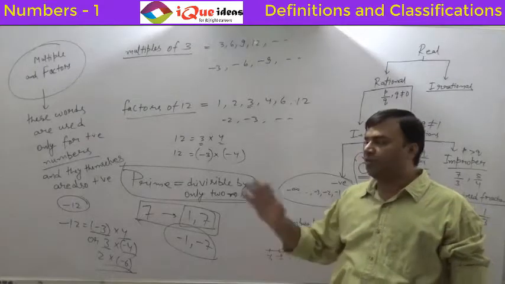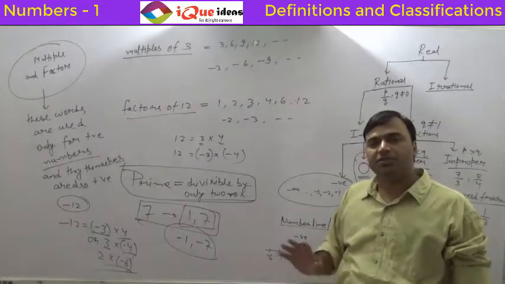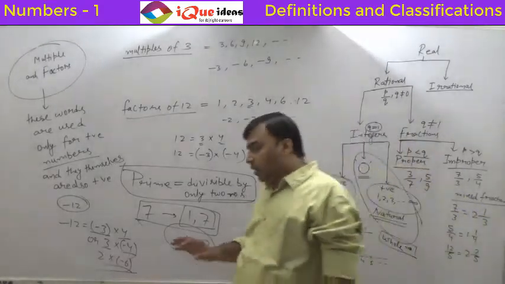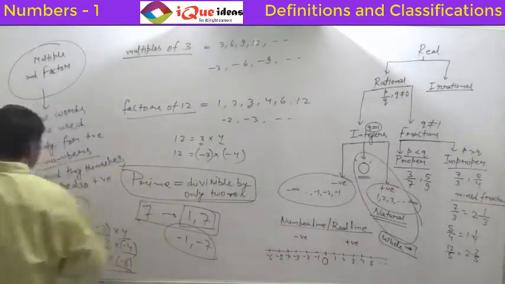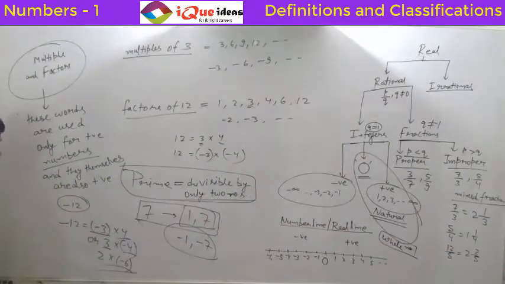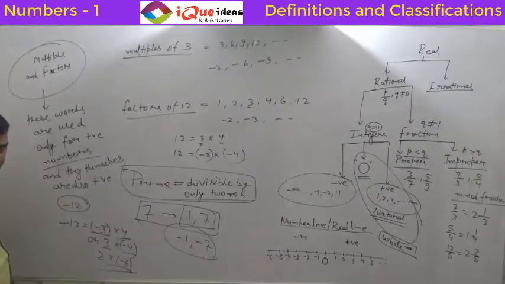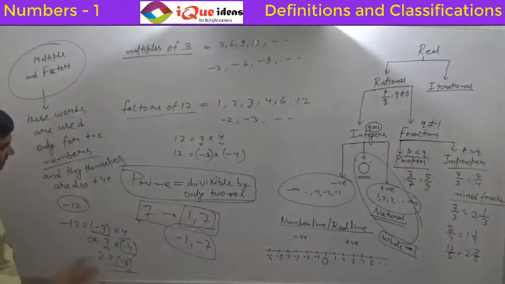Okay, we do not talk about factors of minus 12. That's the only way to say it. If the question says in how many ways minus 12 can be presented as a product of 2 numbers, then there are so many possibilities you can write. That's what you need to understand. Otherwise, come back to this.